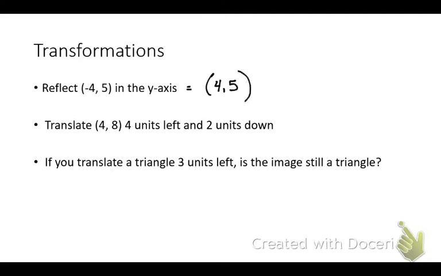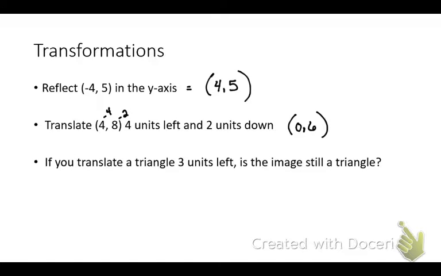That's correct. So to reflect across y, I do the opposite of x. How many people got 4, 5? Raise your hand if you got 4, 5. Did you guys get it? Okay, what about to translate? Ella, what'd you get for that one? 0 and 6. Great job. Because to go 4 units left, I subtract 4. And to go 2 units down, I subtract 2.